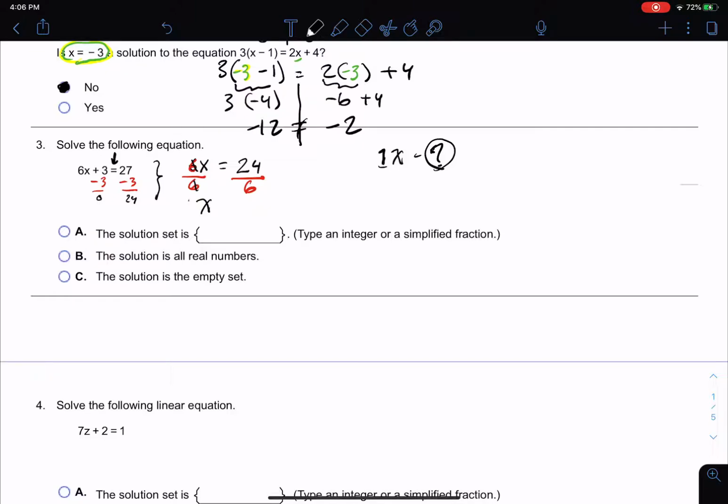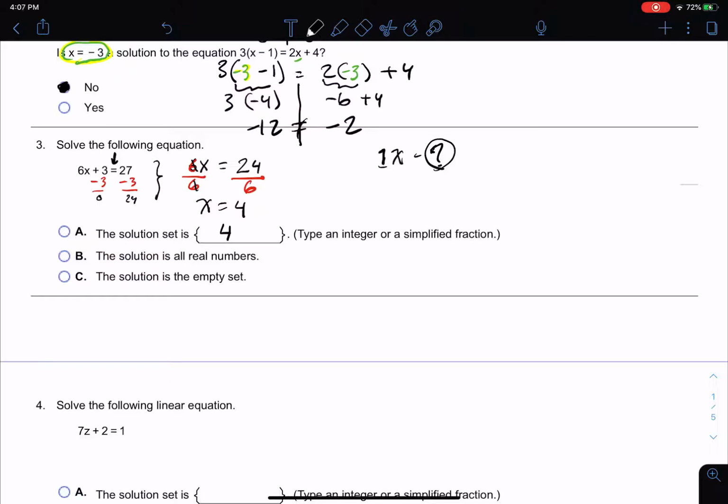And you don't have to write a 1 in front, or you can, but usually at this level of algebra, we don't write the 1 there. It's just sort of implied. And on the right-hand side, 24 divided by 6 is 4. So the solution is 4. The solution is 4.